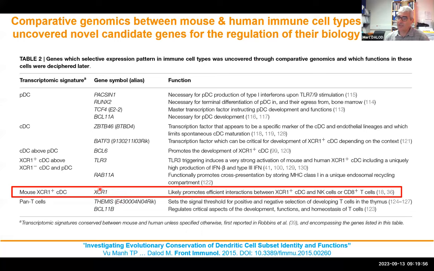So for example, we identified XCR1, a chemokine receptor that is the only one of this family, which we found initially expressed only on mouse XCR1 positive dendritic cells in this paper. But we soon realized that it was also expressed specifically on human CDC1. And the ligand for XCR1, which is called lymphotactin, is a chemokine that is specifically expressed by cytotoxic lymphocytes, especially natural killer cells, and was involved functionally in the interactions between CDC1 and NK cells and CD8 T cells.